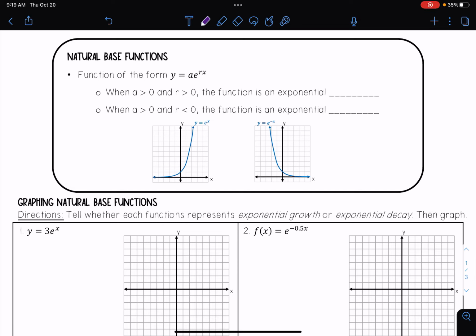In this video, we're going to be talking about natural-based functions. So a natural-based function is a function of the form y equals a times e raised to the rx power. And we have two different types of these natural-based functions. First, we see when a is greater than 0 and r is greater than 0, or in other words, when both of those are positive, the function is an exponential growth.